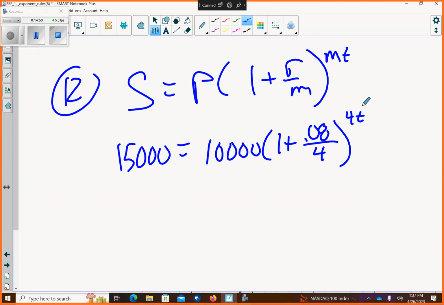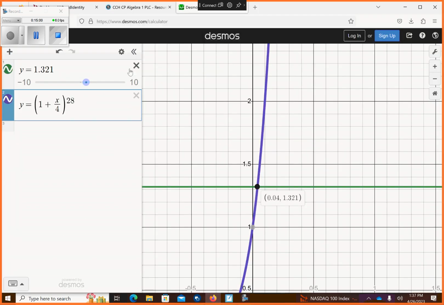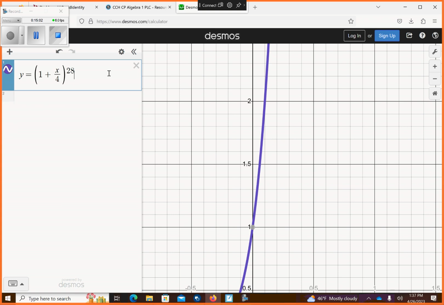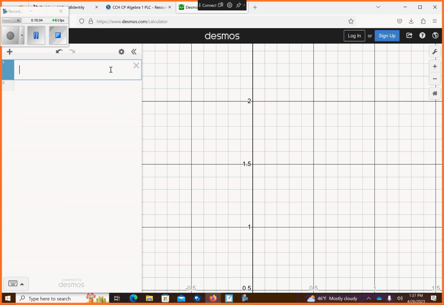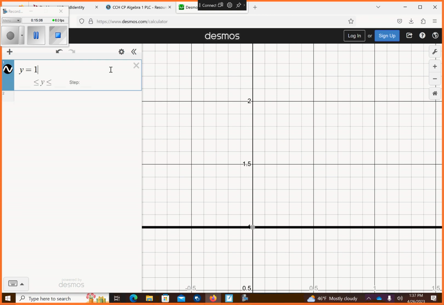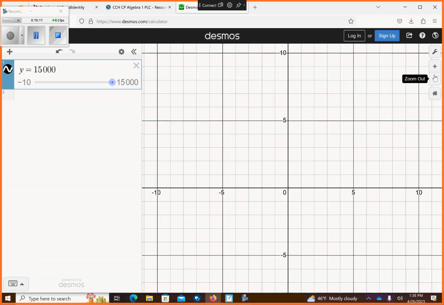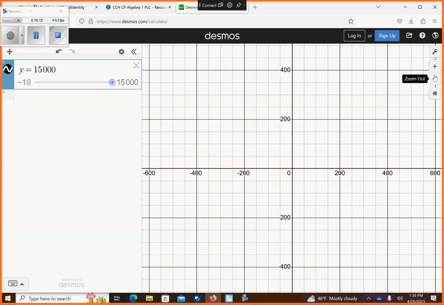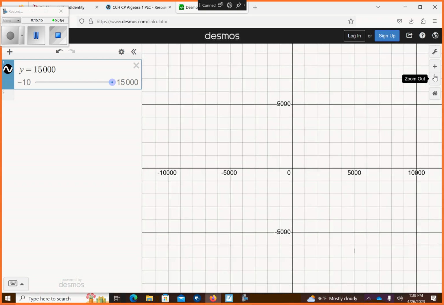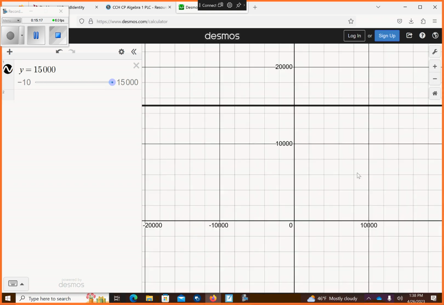So we can go ahead and graph each side. You could reduce it or you can just graph it. So I'm going to go y equals 15,000. Let's just find that first. Zoom out on it until you get there. Okay, so it's up there.